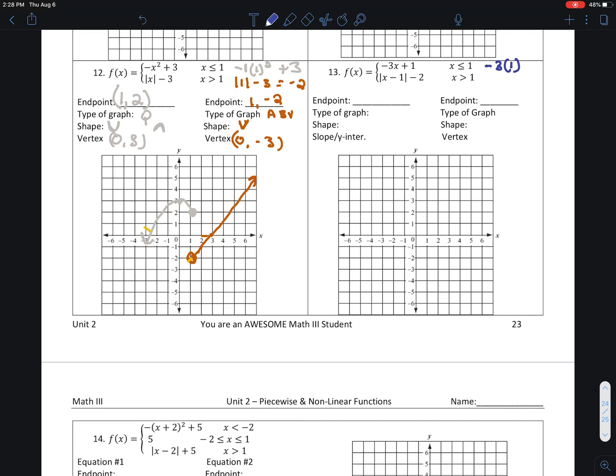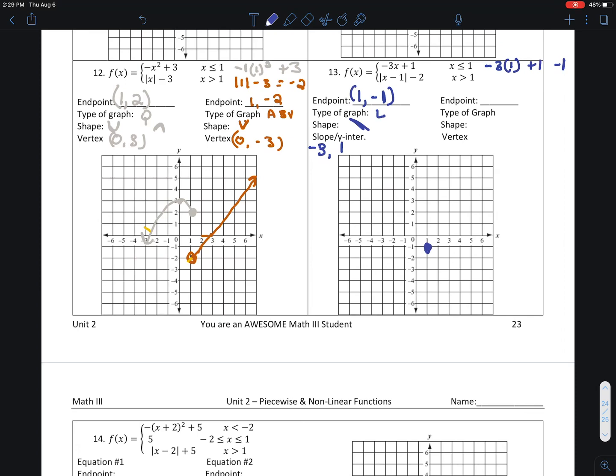So we have negative 3 times 1 plus 1. That's negative 2 plus 1. That's negative 1. So our endpoint is at 1, negative 1. Its type of graph is linear, so its shape is negative, so it's going down from left to right. And our slope is negative 3. Our y-intercept is 1. So we're starting at x is 1 and y is negative 1.